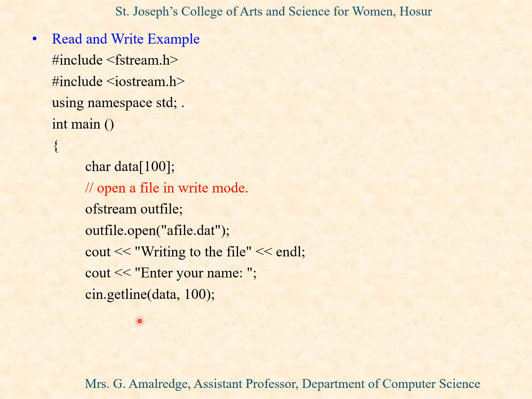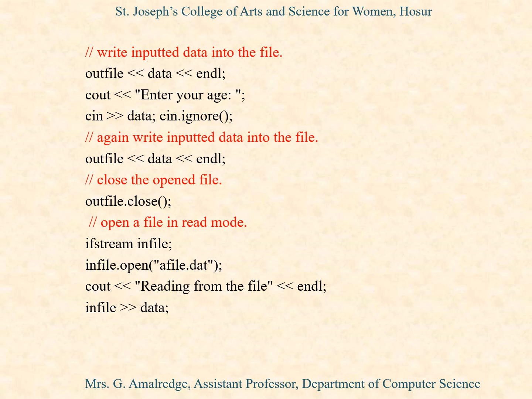Using the getline function, we are going to get the username and store that value into the variable data. Next, we are going to write the inputted data into the file with the help of the insertion operator, and get the age of the user and store that into the variable data. Again, we are going to write that age into afile.dat with the help of the insertion operator. After the completion of writing work, we have to close the file with the help of the close function.